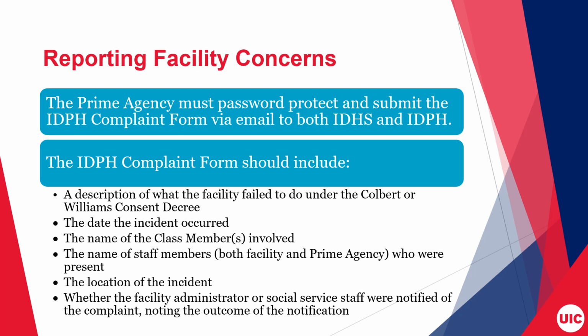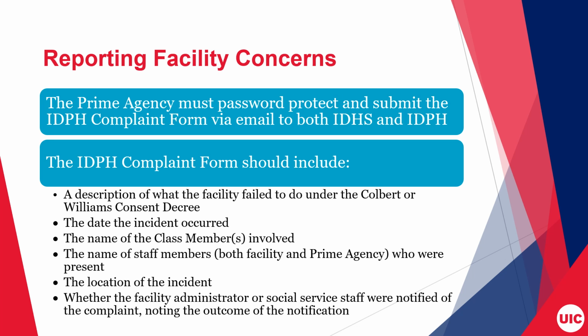The IDPH complaint form should include a description of what the facility failed to do under the Colbert-Williams consent decree, the date the incident occurred, the name of the class member or members involved, the name of staff members, both facility and prime agency, who were present, the location of the incident, and whether the facility administrator or social service staff were notified of the complaint, noting the outcome of the notification.